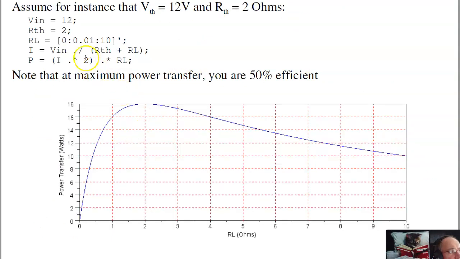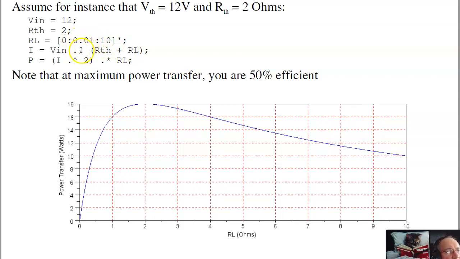As a check, in MATLAB I can just say, let's sweep RL and see what happens. MATLAB would say V Thevenin is 12 volts, R Thevenin is 2 ohms, just as an example. Let's have RL go between 0 and 10 ohms in steps of 0.01. The current is voltage divided by the total resistance. And note I need to use this dot notation. This is a matrix. If I don't put that in there, it'll try to do a matrix division. That doesn't make sense. That's not a square matrix.